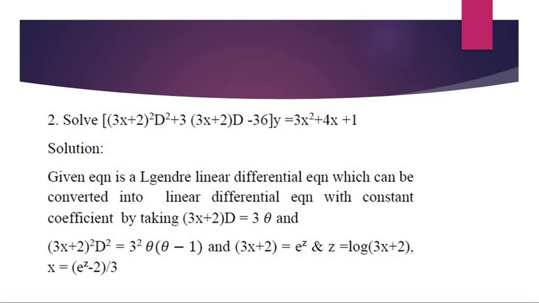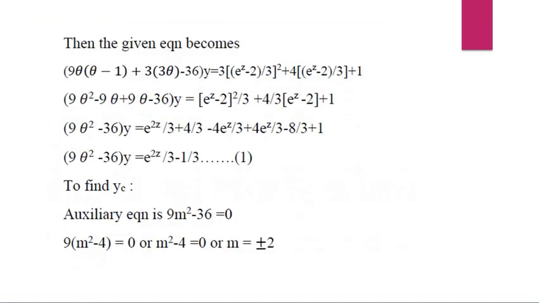Here we are taking (3x plus 2) into D is equal to 3 theta, and (3x plus 2) whole square into D squared is 3 squared into theta into (theta minus 1), as well as 3x plus 2 as e power z. From this we get z equal to log of 3x plus 2. Then x is equal to (e power z minus 2) divided by 3. So substituting all these values in the given equation, we have 9 theta into (theta minus 1) plus 3 into 3 theta minus 36 into y is equal to 3 into ((e power z minus 2) divided by 3) whole squared plus 4 (e power z minus 2) by 3 plus 1.